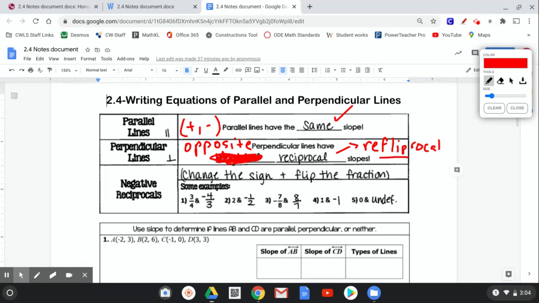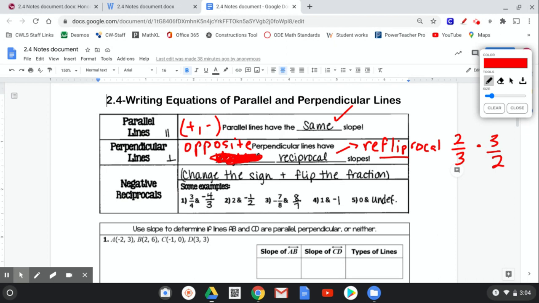So flip, because basically you just flip the fraction. So if we have a fraction of 2/3, to find the reciprocal, we would just flip it to 3/2. Now, if we want to find the opposite reciprocal, let's say this 2/3 is positive, we change this to a -3/2, okay? So that's an opposite reciprocal. So it changes the sign, flips the fraction.